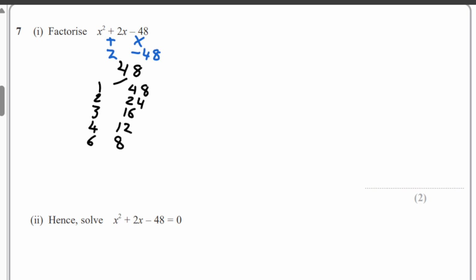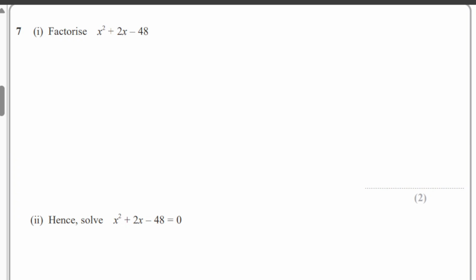Once you write the factors, then think of these two here. If you add or subtract them, they don't make 2. They don't add up to this number, so we cancel this. 2 and 24, if you add or subtract, they don't make 2, so we cancel them. These also don't add or subtract to 2. The last two, 6 and 8, if you subtract them, they do give you 2. So we got the pair. We know which two numbers these are.